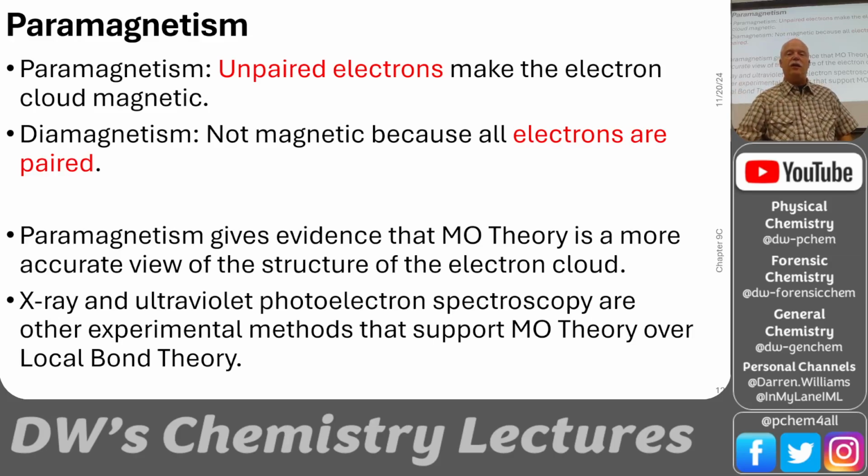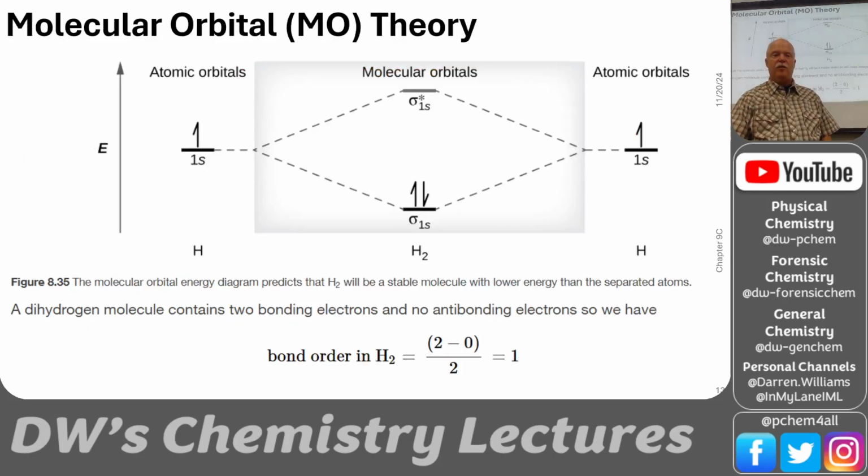And so this is a way to understand something about the electron cloud, and it confirms that molecular orbital theory is the more accurate theory for the electron cloud. When you get to PChem, we'll learn about X-ray and ultraviolet photoelectron spectroscopy, and it also confirms molecular orbital theory. So if we have these atomic orbitals coming in to make molecular orbitals, we have some bonding and antibonding arrangements. We can calculate that bond order.